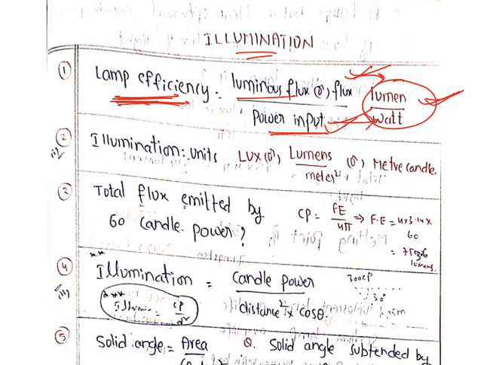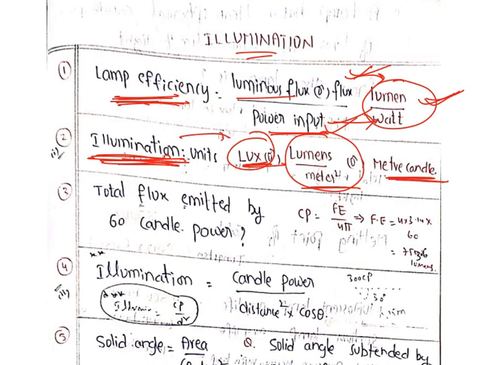Another repetitive model you can see is illumination units. What are the units of illumination? In some questions they are giving the option lux. So lux is the unit of illumination. In some options they are giving lumen per meter square. And another one is meter candle. If three options are given and the fourth one is all of the above, then all of these are the correct answer. Very, very important. Illumination units are lux, or lumens per meter square, or meter candle.